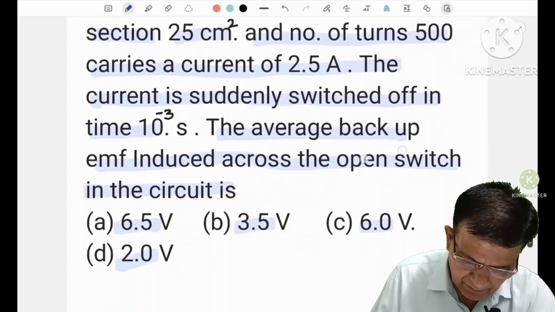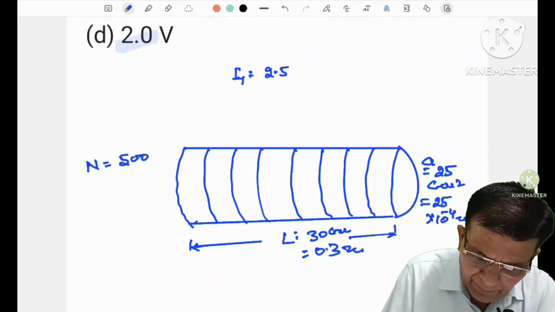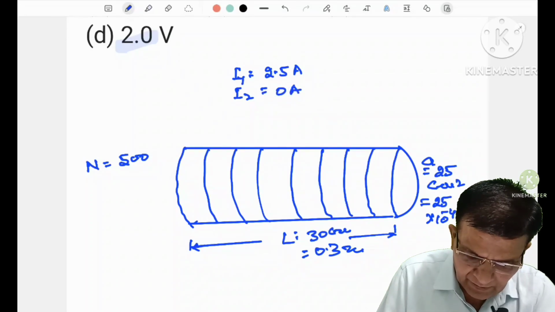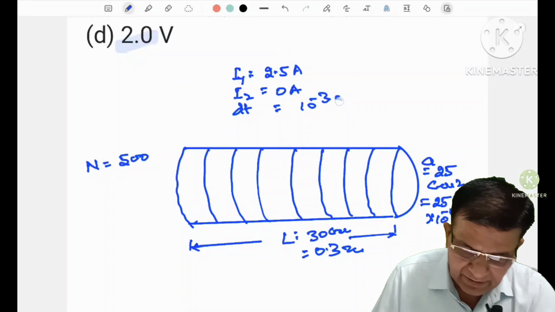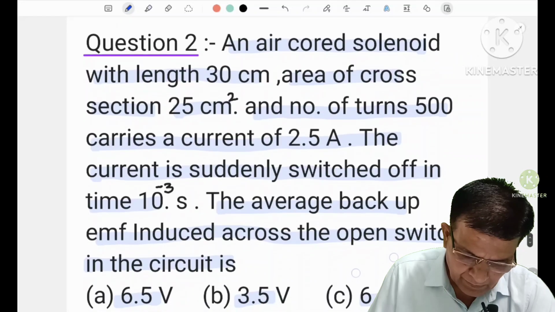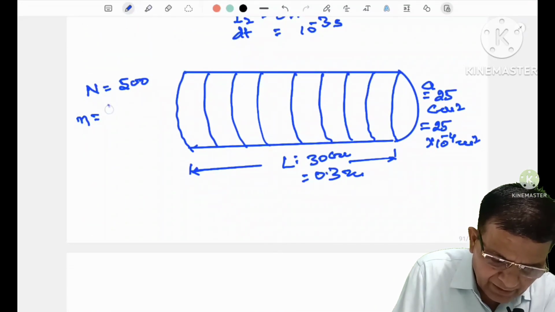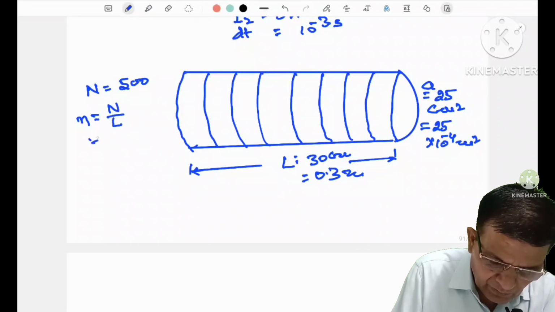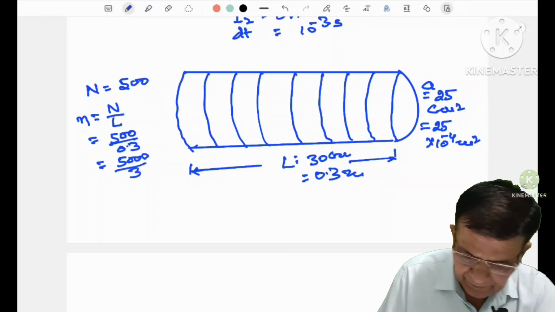Initial current I1 is 2.5 ampere and final is 0. Time taken dt to become 0 is 10 to the power minus 3 second. Number of turns per meter, small n, is N by L, or 500 divided by 0.3, which is 5000 by 3 turns per meter.